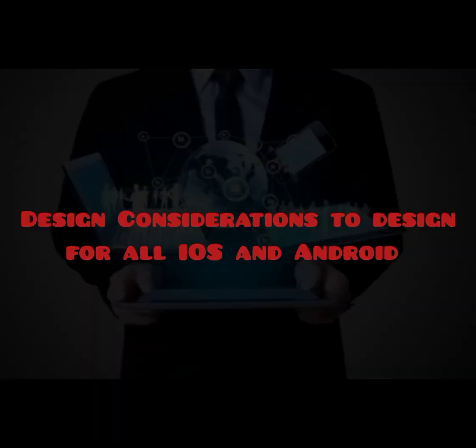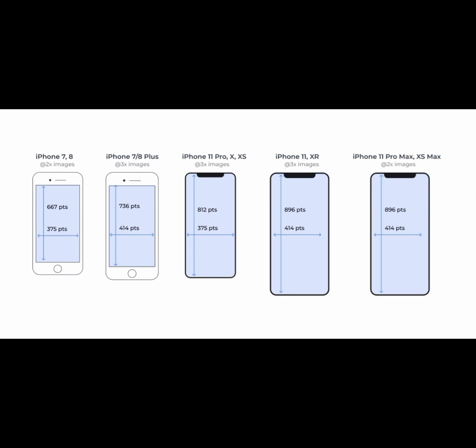time. So now let's see some of the design considerations when you have to design for iOS and Android. So first one is screen size and resolution. Screen size and resolution is different for different platforms. We should ensure designs are optimized for each platform.